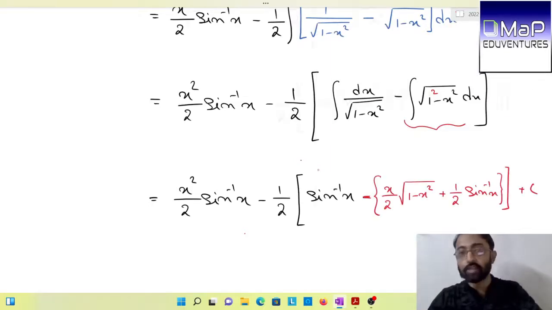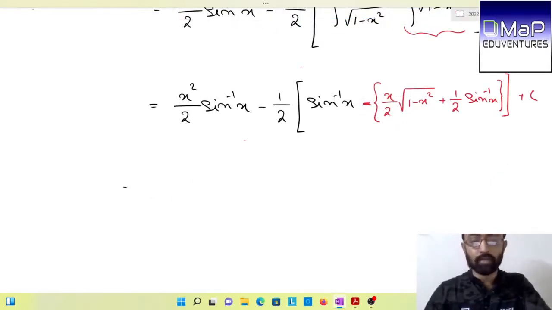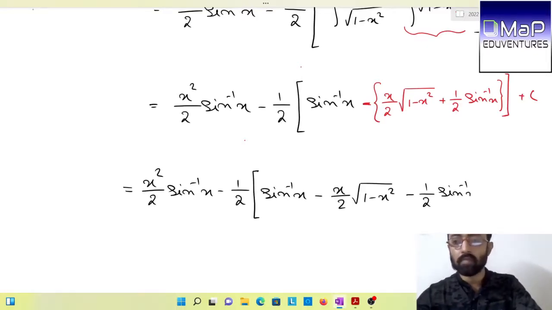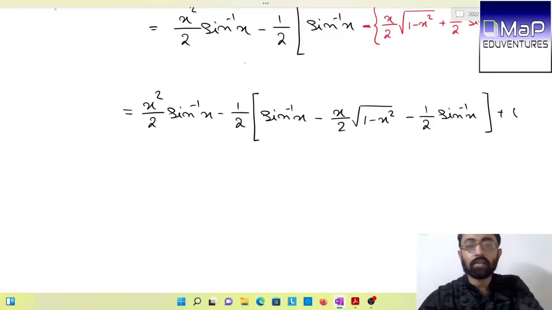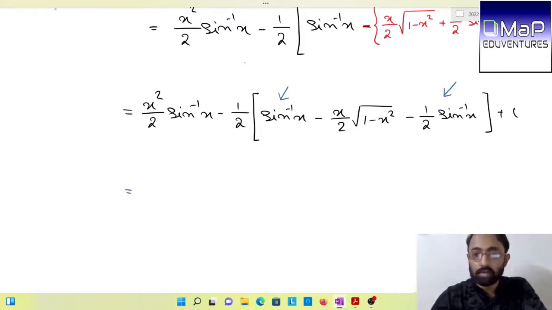So our integration is complete, but it is not yet the final answer, you have to do some simplification. In the second part, remove the bracket. Now we can see here that sin inverse x minus half of sin inverse x will give us half sin inverse x.